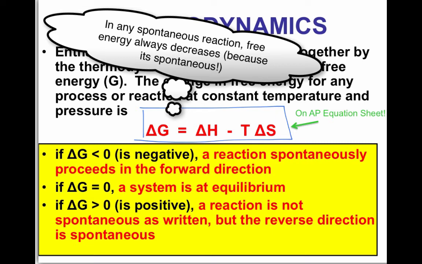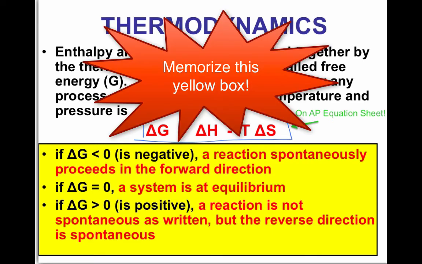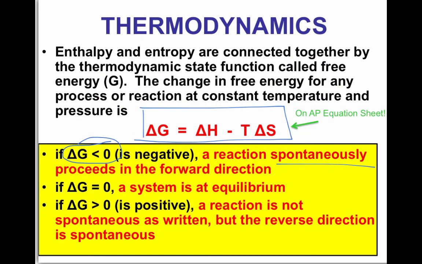So this goes along with this yellow box. If delta G is less than 0, if delta G is negative, a reaction is spontaneous. So this is similar to delta H. If delta H is less than 0, it's exothermic. Well, if delta G is less than 0, it's spontaneous. If delta G equals 0, it's at equilibrium. So at equilibrium, delta G equals 0. And then if delta G is positive, it is non-spontaneous.